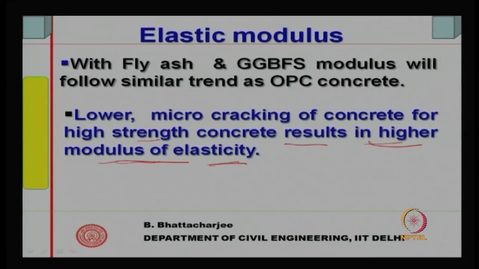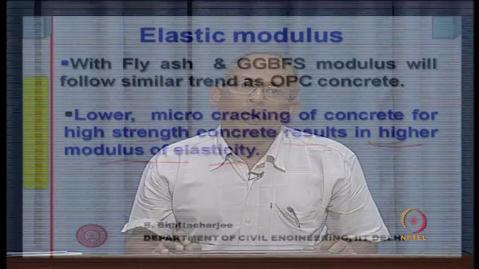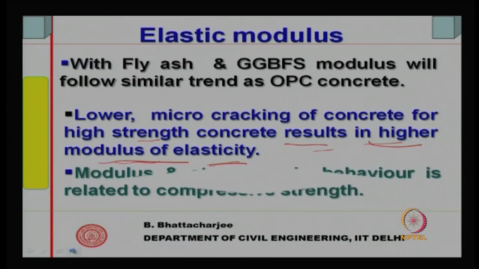Micro cracking is less, and that means the deformation at a given stress level is lower, which means modulus of elasticity is higher. So, modulus of elasticity is higher in case of high strength concrete. Silica fume, when you add it, can improve the modulus of elasticity significantly in high strength concrete, and it has another effect also: the deformation at failure is also less.